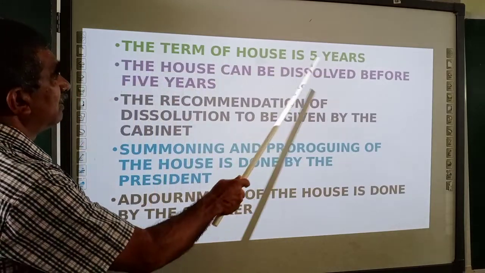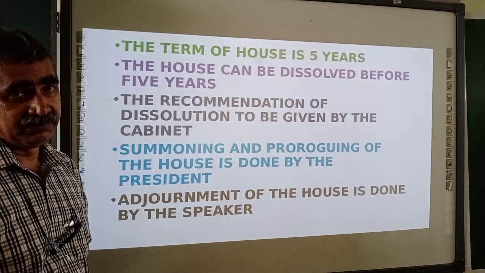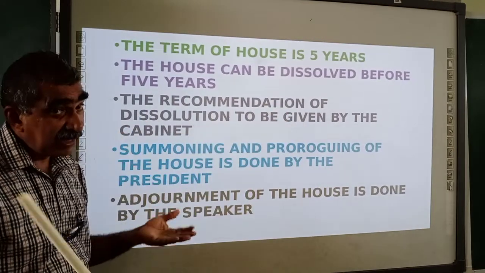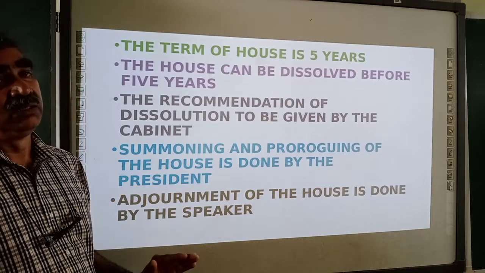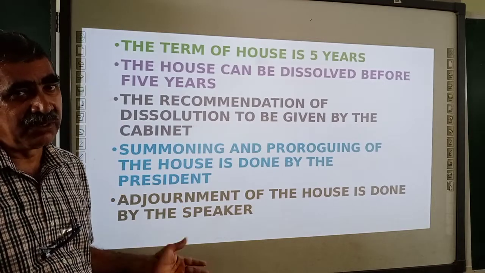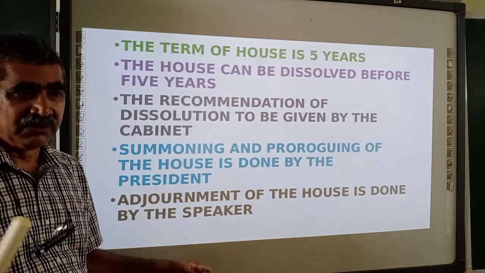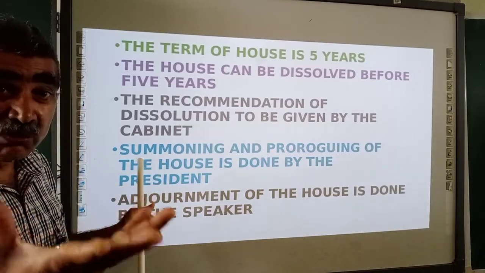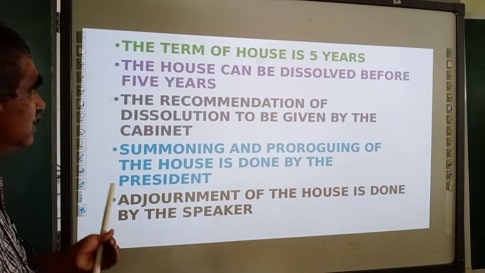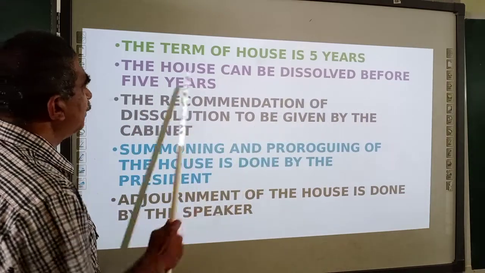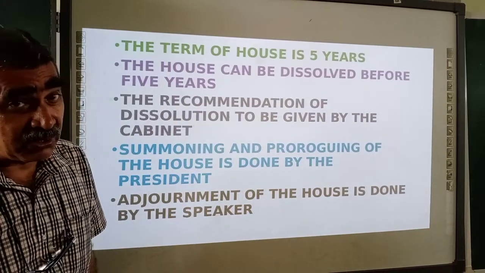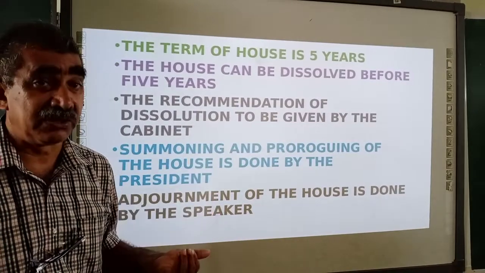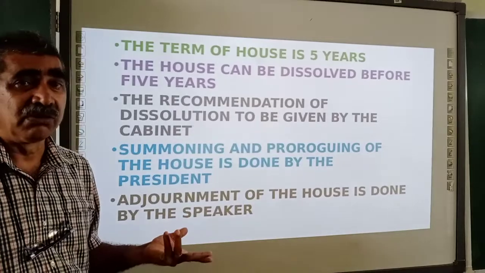The term of the house is 5 years. Once selected, it is a 5-year term. It can be dissolved. Dissolved, do you understand the word meaning? It can be cleaned off. Nothing is there. That's a dissolution. Like salt will dissolve in water. Nothing can be there. That's a dissolution. The house can be dissolved before 5 years also. The 5 years is not compulsory. Before that, the government decides that there should be a new election. Then the house can be dissolved.